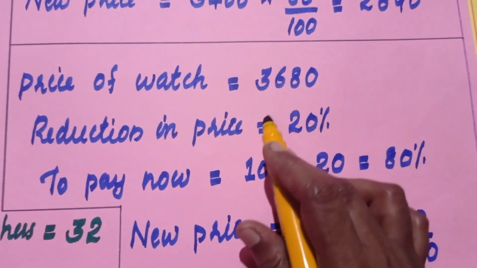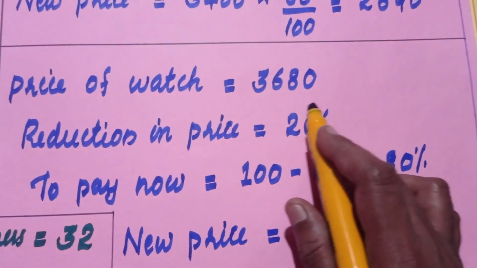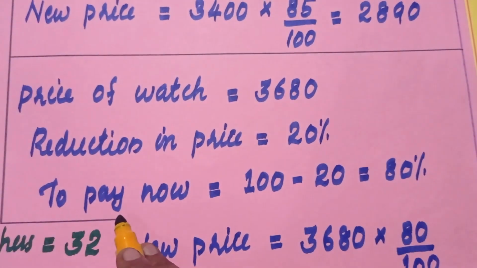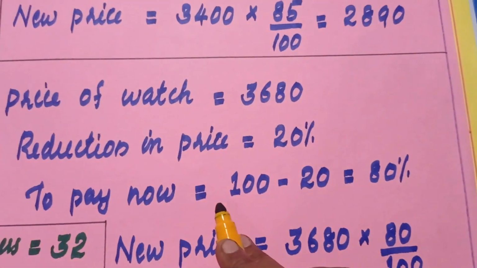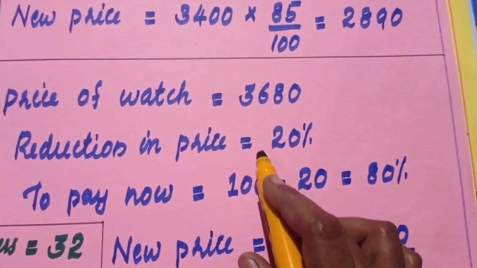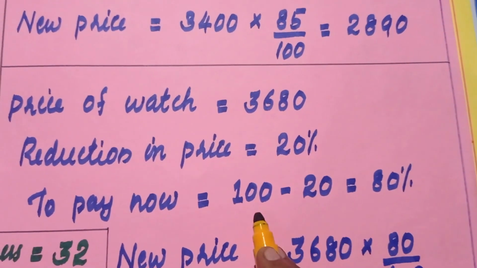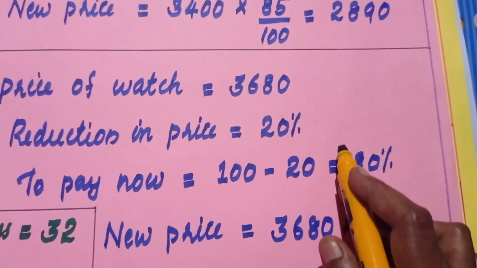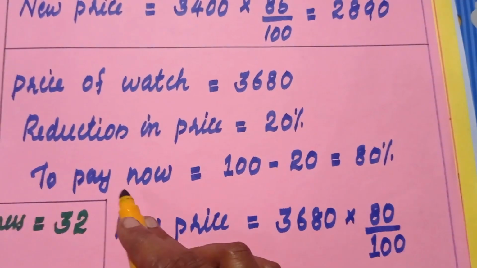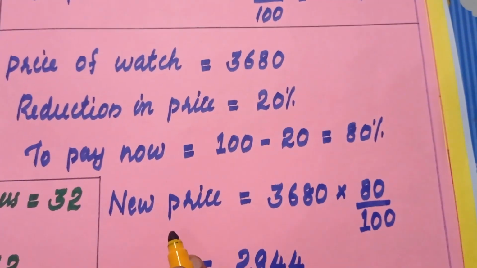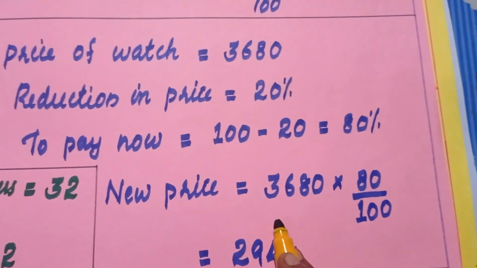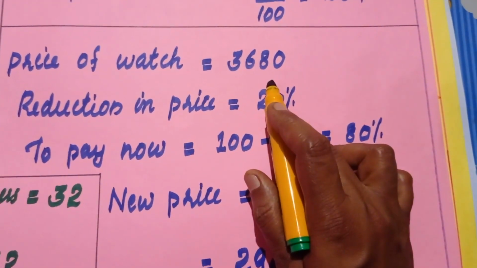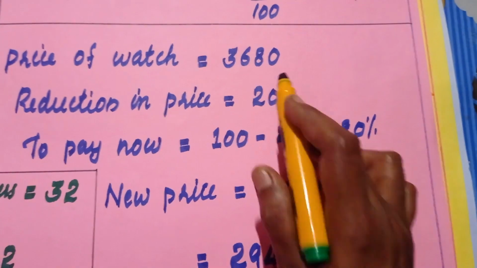Then we want to find out the other percent of 20%, that is, what is to be paid now. To pay now is 100 minus reduction in price. That is 100 minus 20, 80%. This 80% is to be paid now. Then the new price of the watch is equal to 80% of the price of the watch.